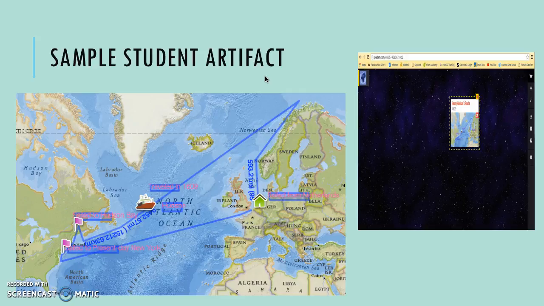Here is a sample student artifact of what their route might look like. This one is for Henry Hudson, so some of the features they need to include are on here. The starting point, where they sailed from, where they sailed to, what year did they travel, and what explorer is being represented here. And then this will be posted onto a Padlet page.